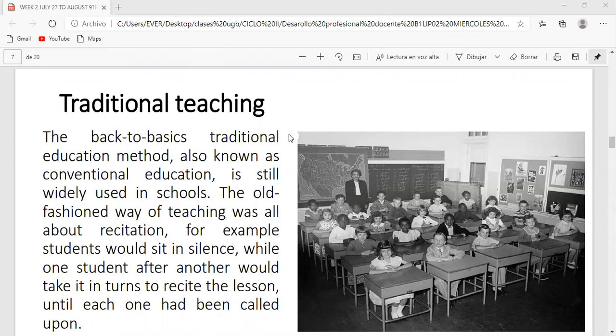So look at these traditional seating arrangements. Look at all of them. They look like soldiers, right? They look like they are already working in a factory. So these traditional methods sometimes kill imagination and creativity.